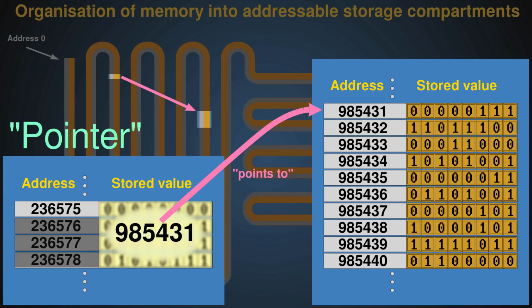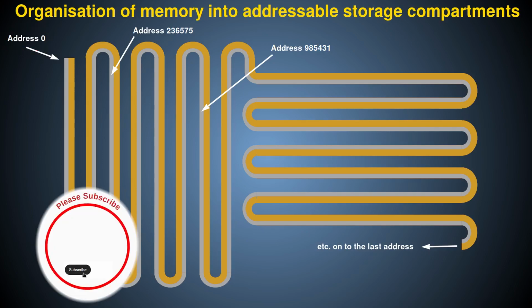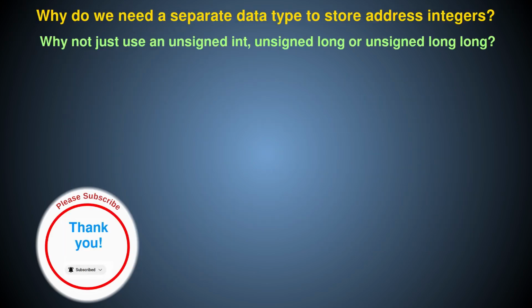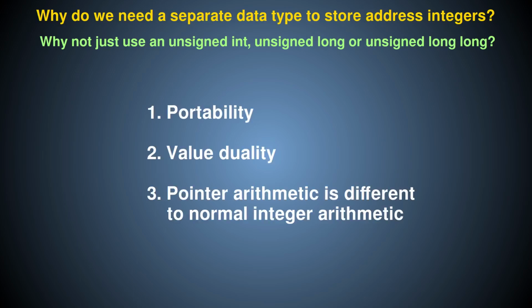In one sense, pointers are just like normal unsigned integers, because addresses are unsigned integer numbers. They start at 0 and go up in steps of 1 for each byte's worth of addressable memory in the computer. So why do we need a special data type for pointers? Why not just use an unsigned int? Well, there are three reasons why we need a separate data type to store addresses.